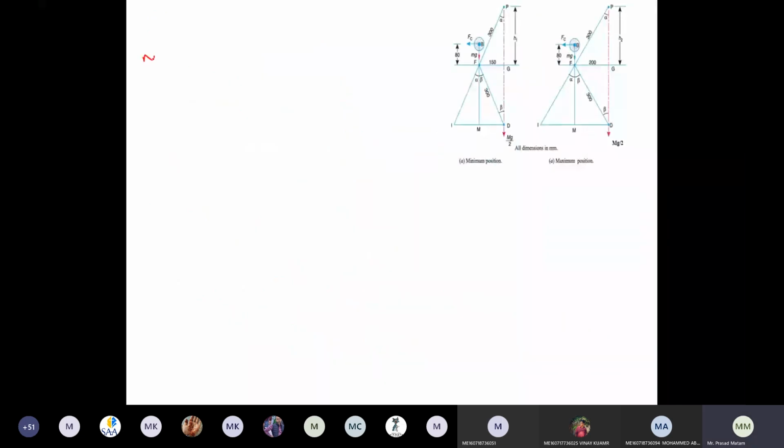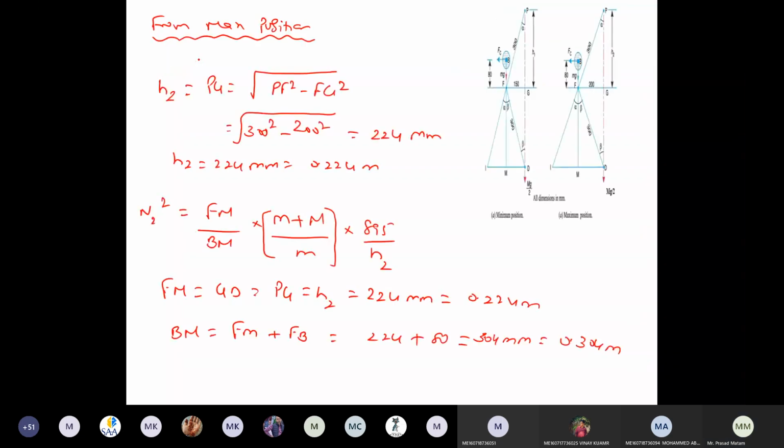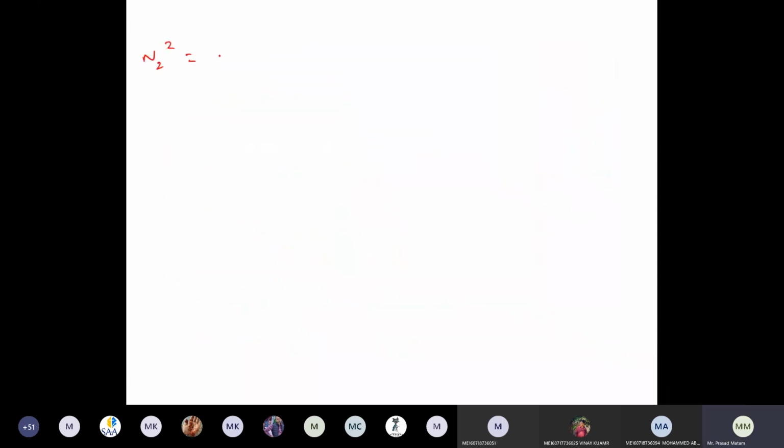So substitute all the values here. N2 square is equals to FM we got 224 and 304. Okay, right. Substitute values here. FM is 224 mm, that is 0.224 meter, and BM 304 mm, that is 0.304 meter, into small m is 10 kg, capital M is 100 kg by 10 into 895 by H2. H2 we got it as 224 mm, that is 0.224 meter. Now get N2 value from this.